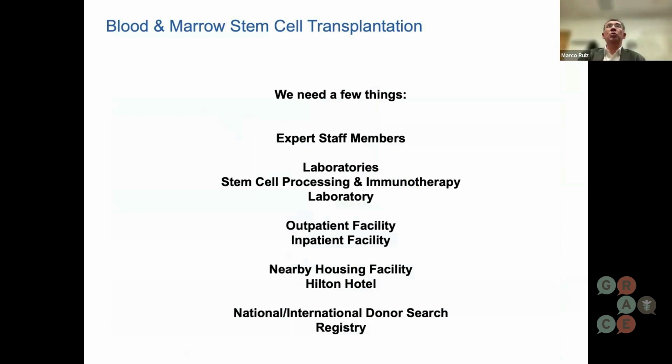But of course, working in a bone marrow transplant setting is not quite easy. You need intense logistics. You need expert staff members. You need laboratories. We need stem cell processing and immunotherapy laboratories. We need to work closely with outpatient and inpatient facilities. We do have housing facilities; in our case, we have our patients close by in one of the Hilton hotels. And of course, we need close connections with the national and international donor registries, which can provide us with some of the donor cells when we need them.